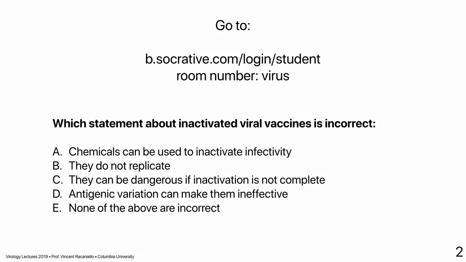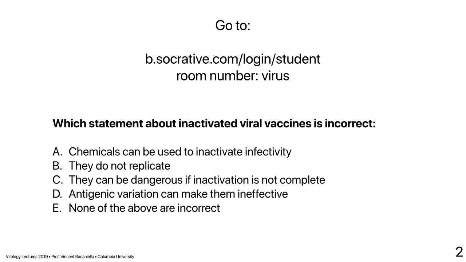Next question. Which statement about inactivated viral vaccines is incorrect? A, chemicals can be used to inactivate infectivity. B, they do not replicate. C, they can be dangerous if inactivation is not complete. D, antigenic variation can make them ineffective. E, none of the above are incorrect.